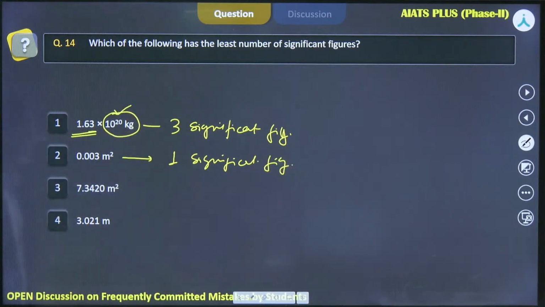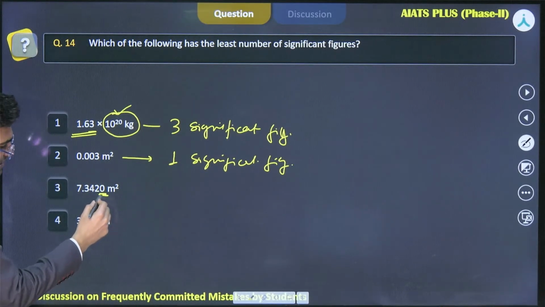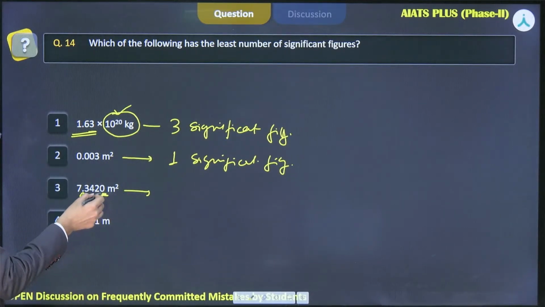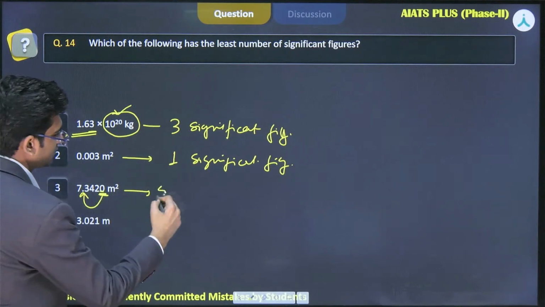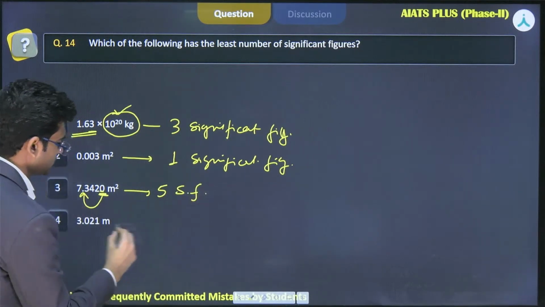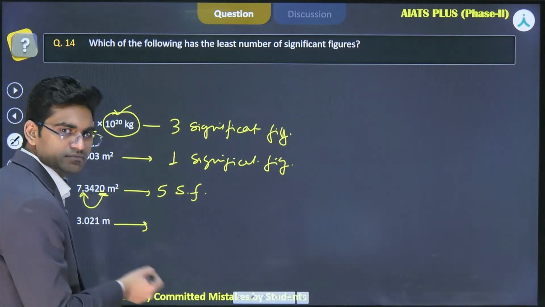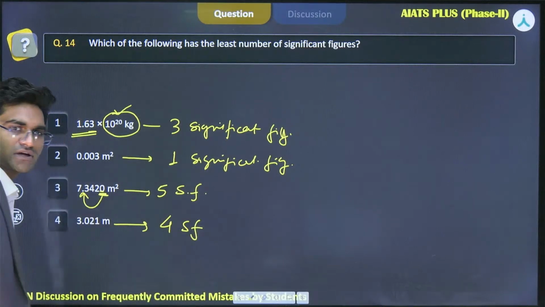What about the third one? 7.3420. This 0 is a trailing 0, but this number also contains a decimal. That's why this 0 will become significant, obviously. So 4 plus 1, 5 significant figures. What about the last one? 3.021. This number also has 0, but this 0 is between two non-zero digits. That's why this will become significant, and the number of significant figures will be 4.